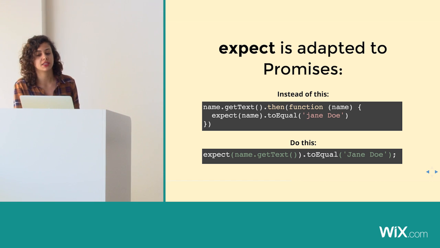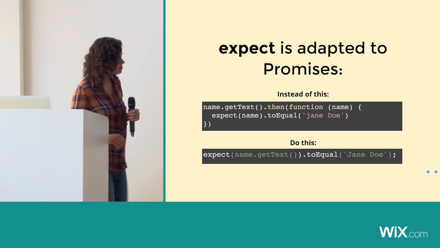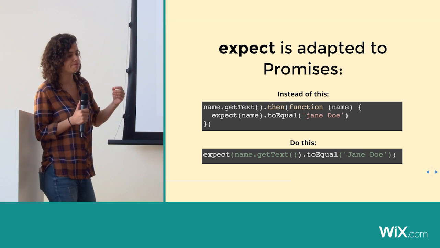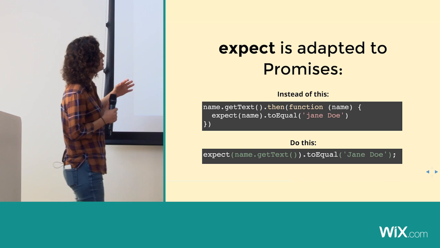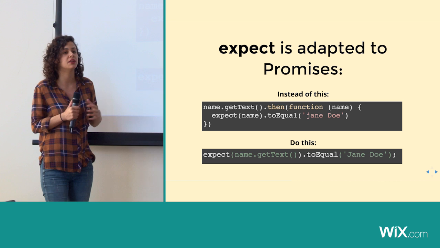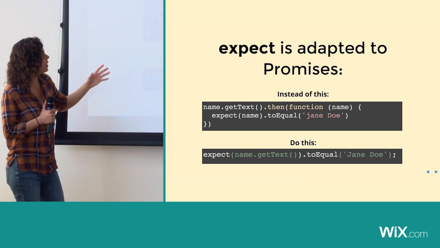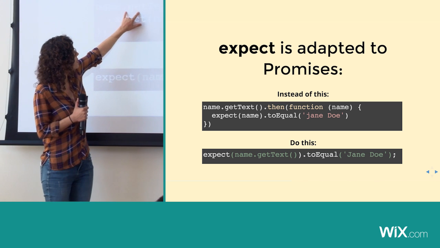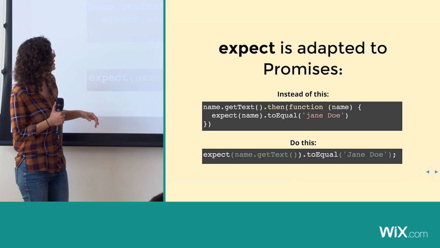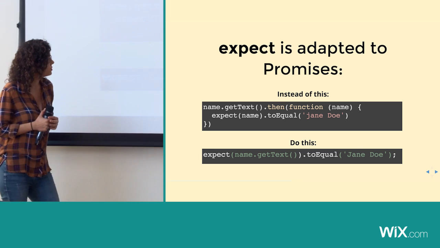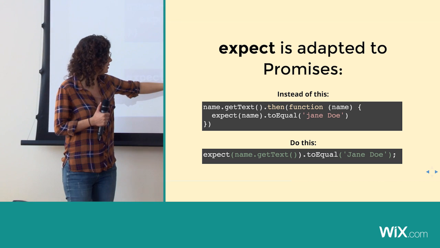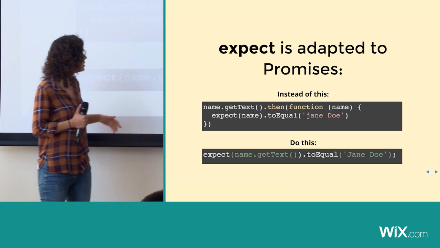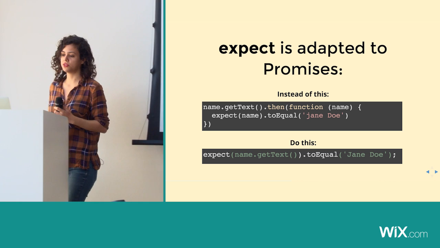Another cool thing is that expect is adapted to promises. In the past, in order to use expect to have some verification in our code, we needed to pass it the string after the method was resolved. So here I have the getText method that returns a promise, and I needed to pass expect the actual string. Now I can expect the actual promise, and it will know to match the promise after it's resolved. So it gives us another clean way to write our code.